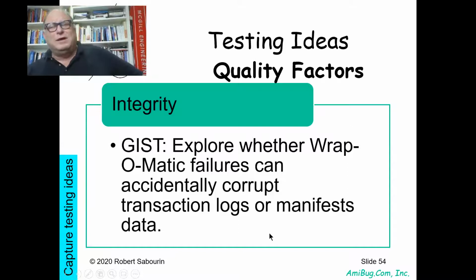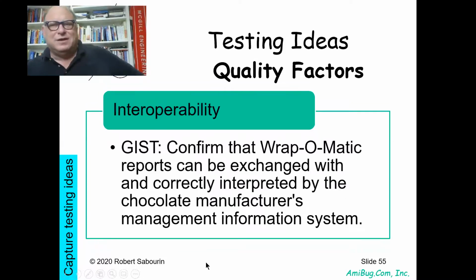Integrity. Explore whether the Rapamatic failures can accidentally corrupt transaction logs or manifest data. So is there integrity? Can we accidentally corrupt our key log files or our key data?